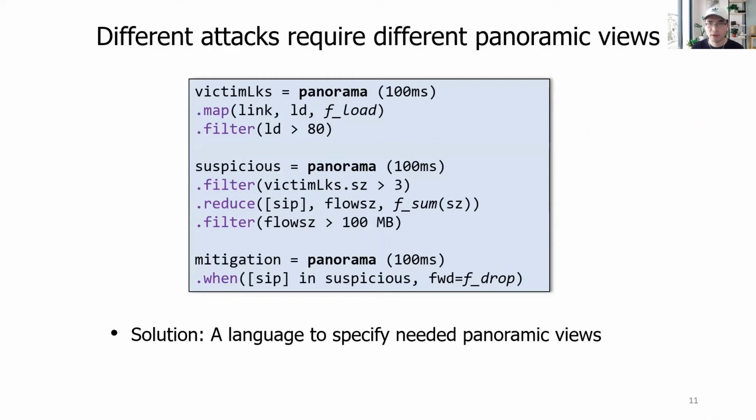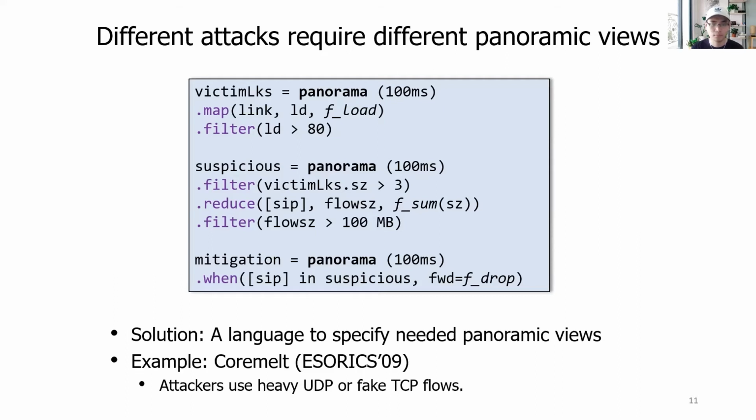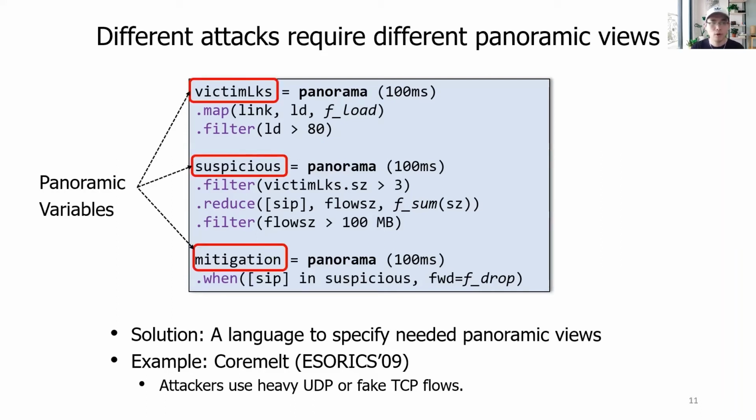Different attacks require different panoramic views. Repo has a language for users to specify the needed panoramic views. This example shows how to use the repo language to define the panoramic views for a Coremelt defense. Coremelt is a specialized encoding attack in which the attacker uses heavy UDP flows or fixed TCP flows to enhance the attack effectiveness. In repo, panoramic variables are defined as recurrent values for some code snippets.